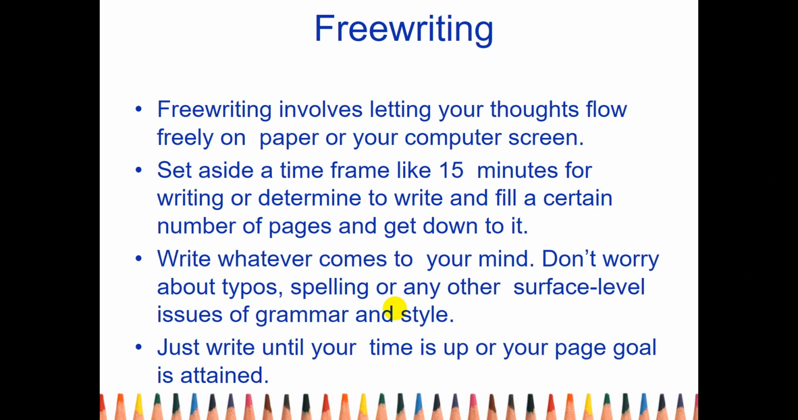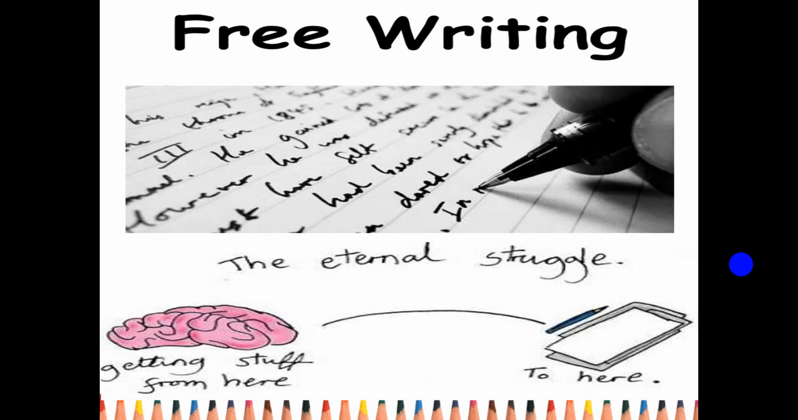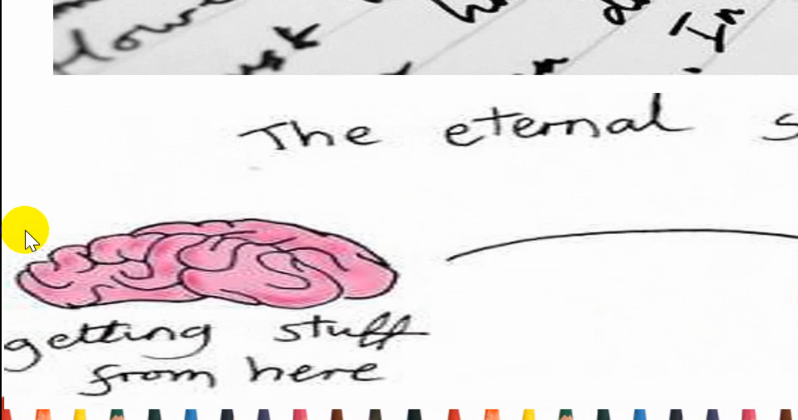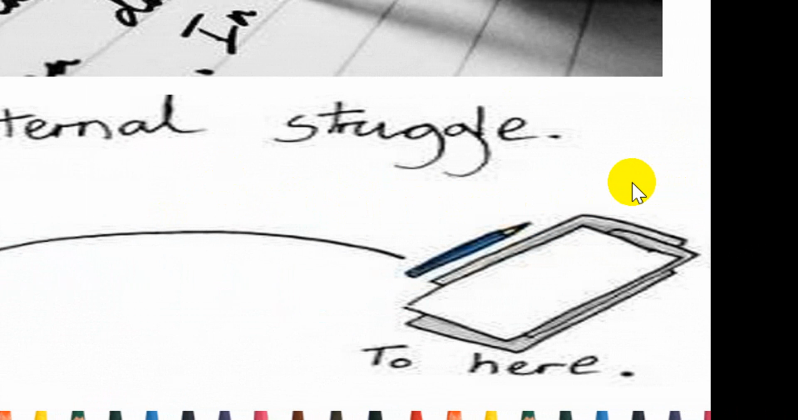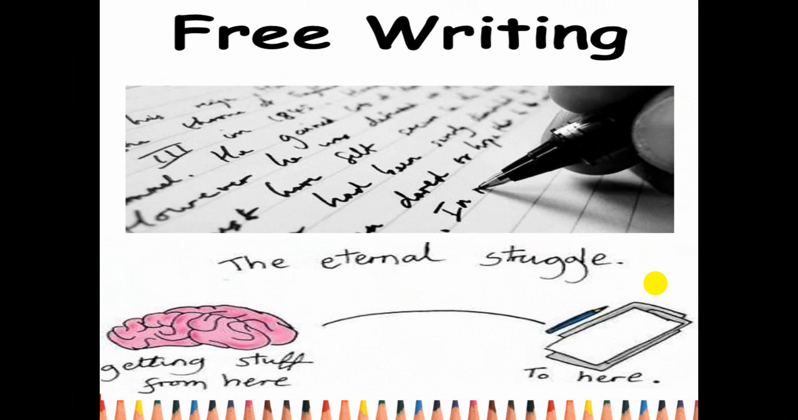Do not worry about typos, spelling, or problems with the grammar, style, etc. Just write it until your time is up and your page goal is attained. Later on, you can read again, and then you can see which one can be continued, which one should be eliminated for the ideas. Just write as many as you can. So in short, it is getting stuff from your mind to the paper. Later on, once you are done, you can see which one can be your settled idea.